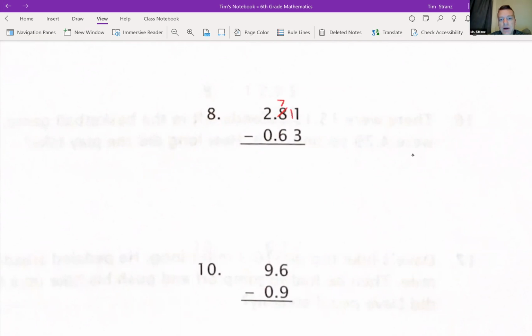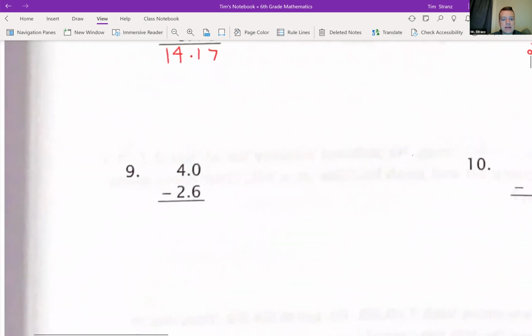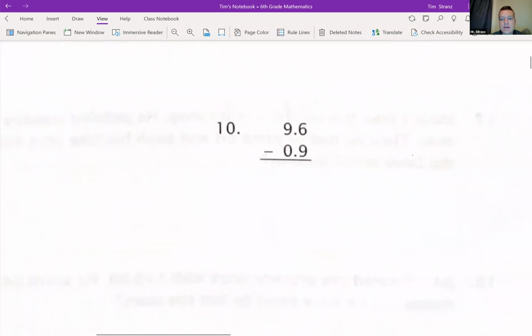Number 8. I'm going to have to borrow from the 8 to make that a 7. This becomes 11 minus 3 is 8. 7 minus 6 is 1. 2 minus 0 is 2. Okay, number 9. Have to borrow from the 4, make that a 3. 10 minus 6 is 4. 3 minus 2 is 1. And then number 10. Have to borrow from there, make that an 8. 16 minus 9 is 7.